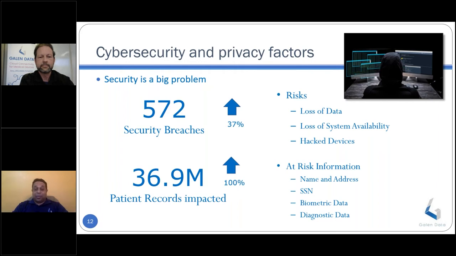And the risks, three main risks: loss of data, loss of availability, which is a bigger issue, specifically if it's critical infrastructure, and then hacked devices. So that's the nightmare scenario. Hasn't happened as much, but there's a risk to that. Most of the time, people are after data, things like names, addresses, social security numbers, biometric data, diagnostic data. These are high value data that attackers are after. So protecting that data is super important.